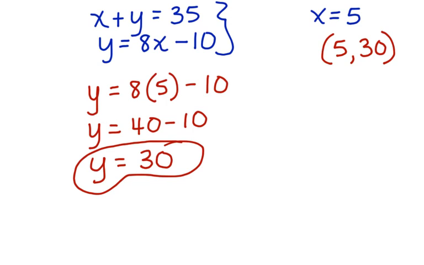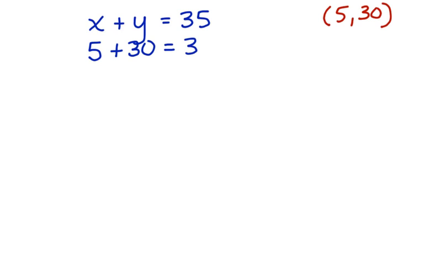Let's check it in both of these equations and see if it works. Again, remember that 5, 30 is the solution. So let's look at x plus y equals 35. And these values have to work in both equations that are part of the system. So we substitute 5 in for x and 30 in for y, and we have the answers 35. 35 is equal to 35, so this checks in our first equation.